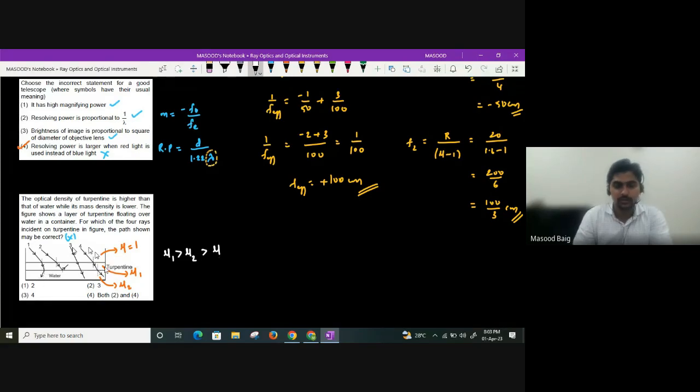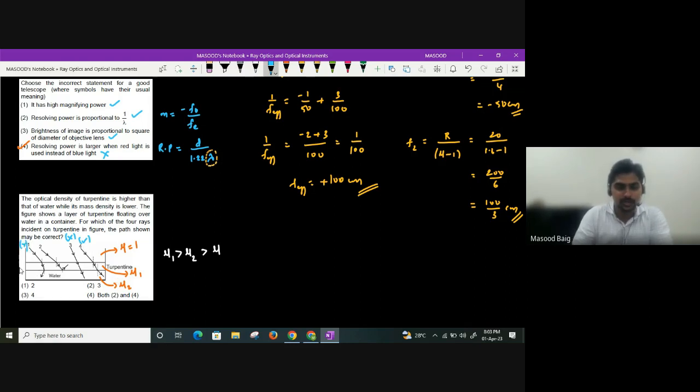So usually when it is traveling from turpentine to water, is it traveling from denser medium to rarer medium? Yes, it is traveling from denser medium to rarer medium. So it should bend away from the normal, guys. So if you look at fourth case, is it bending away from the normal? Yes, it is bending away from the normal. So fourth can be correct. Right, whereas first one will be wrong.